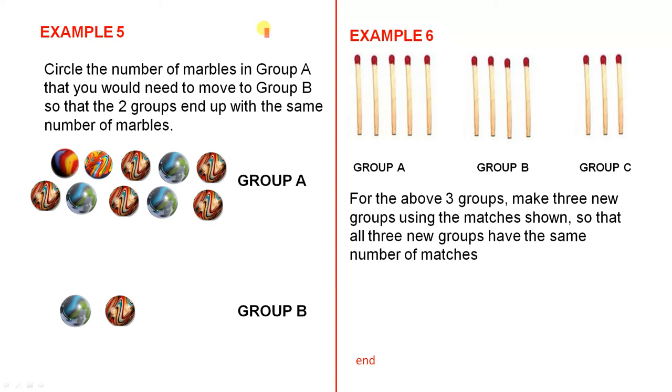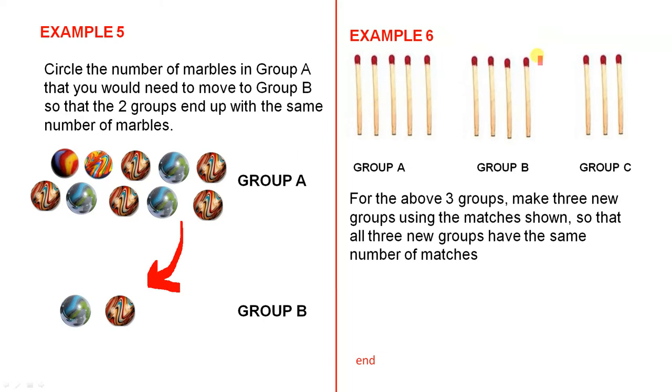Example 5. Circle the number of marbles in Group A that you would need to move to Group B so that the 2 groups end up with the same number of marbles. So it's the same principle here. We have a number of marbles here, a number of marbles there. Clearly the number of marbles in each group is not the same, so we have to move some from there to there. So the students have to work out how many.